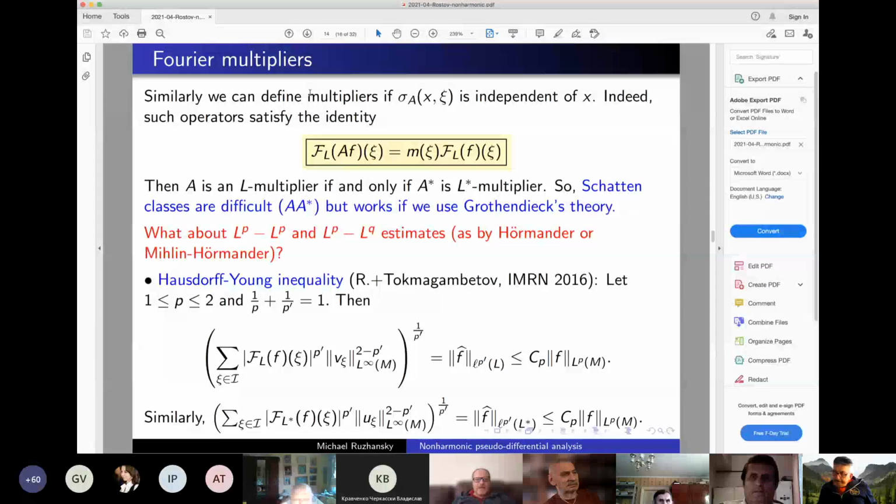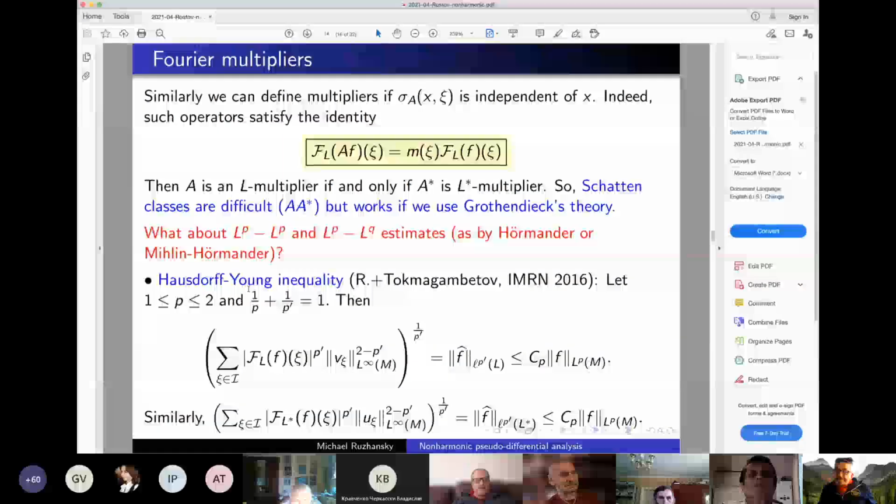So Fourier multipliers, let's start. This is a classical question. One of the important questions for Fourier analysis: what about properties of Fourier multipliers? So we can define here Fourier multipliers. We can say that the symbol does not depend on x, or alternatively, once we take the Fourier transform of f, then it is multiplication by m of xi on the Fourier transform side. And then we can ask basic questions, like what about L^p boundedness, what about L^p-L^q boundedness?